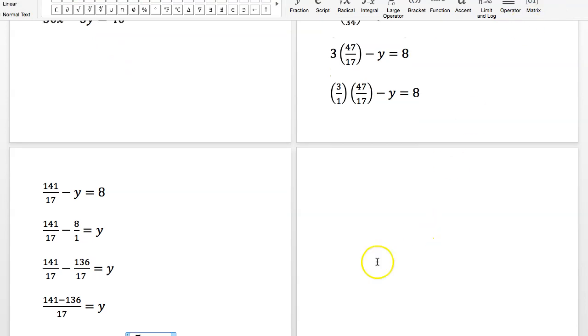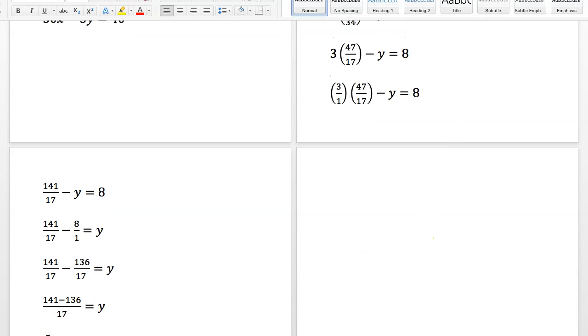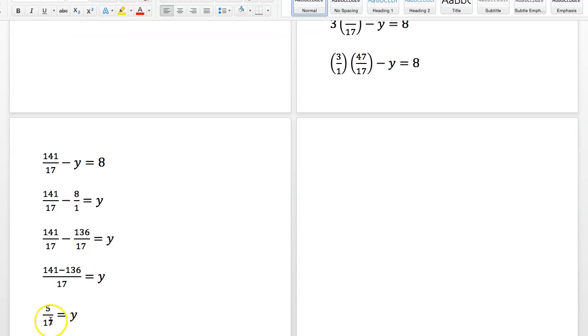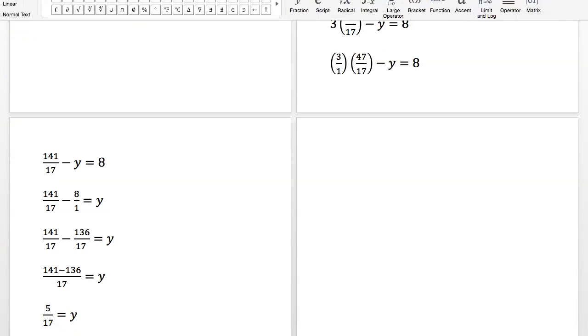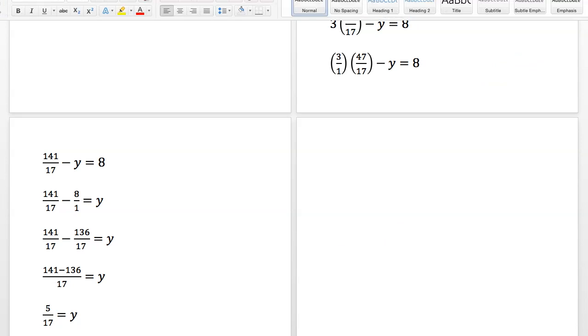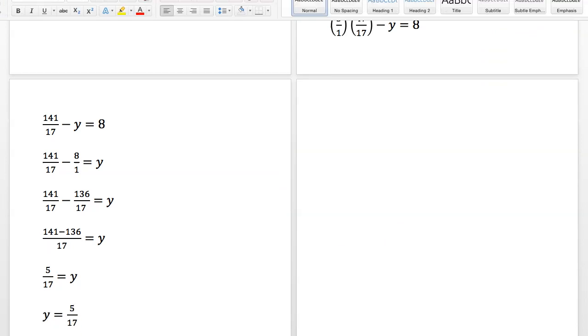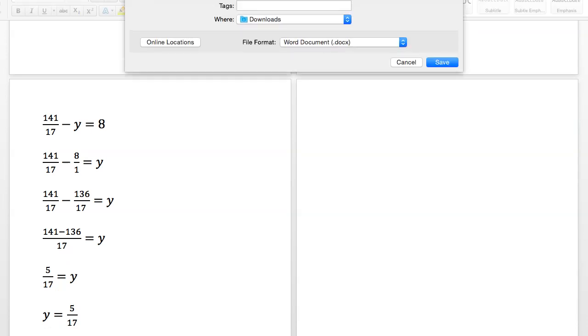I didn't mean to erase it. But by symmetry of equality, by logic, if this equals that, that equals this. So if that equals y, y equals 5 over 17. That's just pure common sense logic. I guess we call that symmetry of equality. So I'll hit Control S and we'll call this 3.1 continued. And it looks good.